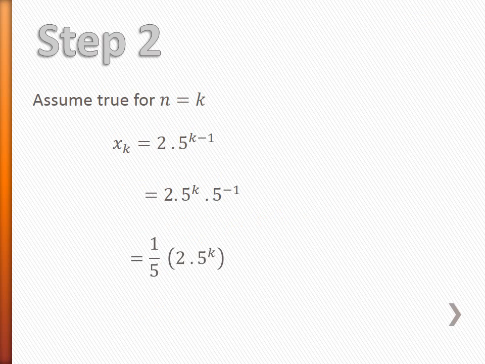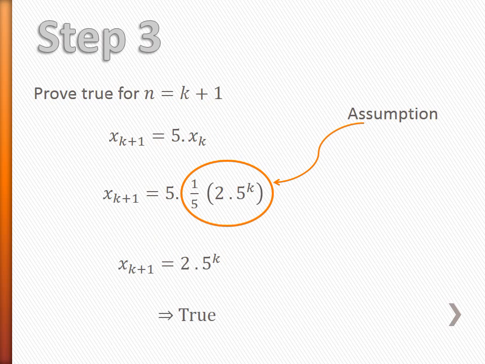Step 2. We assume true for n equal to k. This means we sub in the value of k for n into our formula. Our new formula reads xk equals 2 times 5 to the power of k minus 1. Step 3. We must prove true for n equal to k plus 1.